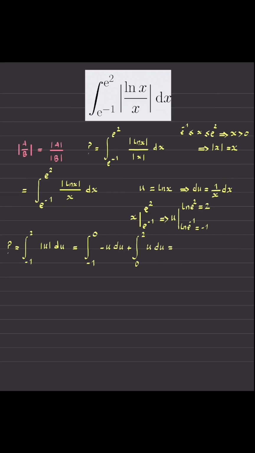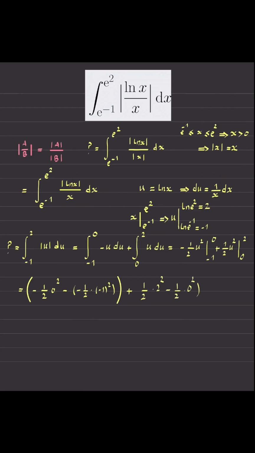Okay, both of these integrals are extremely elementary ones. So the first one is minus a half u squared. I have to run it from minus 1 to 0. The other one is also the same, plus 1 over 2 u squared again, but this time I have to run it from 0 to 2. So the first one becomes minus a half 0 squared minus a half minus 1 squared. Yes, this is the first one. And plus the second one is 1/2 times 2 squared minus 1/2 times 0 squared. Yes, this is the second one.